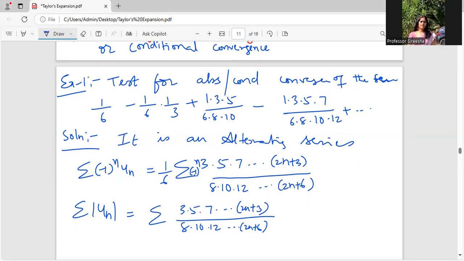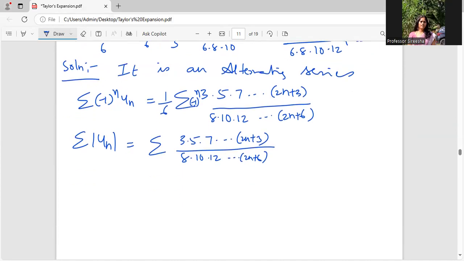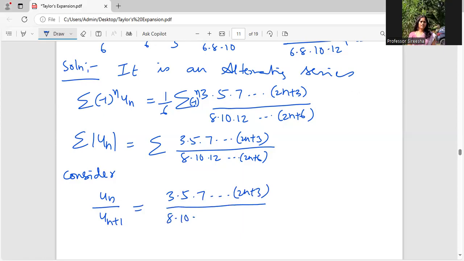What would be my n plus 1 term? Since it's a positive series, I can go with the ratio test. So I'll be considering the un by un plus 1 ratio, guys. That would be 3 into 5 into 7 and so on, 2n plus 3, by 8 into 10 into 12 and so on, 2n plus 6, into denominator by numerator, as I have said in the previous video as well. 2n plus 6 into 2 into n plus 1, I will write. So 2n plus 2 plus 6 would be 2n plus 8.